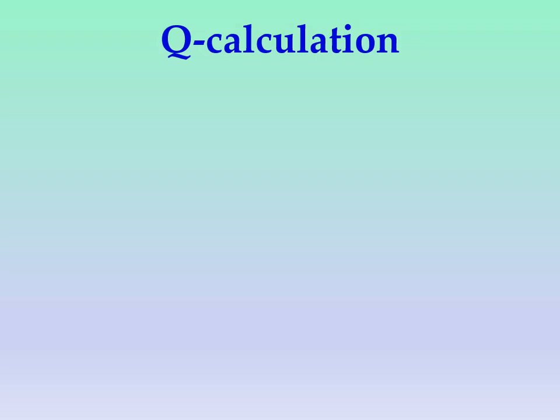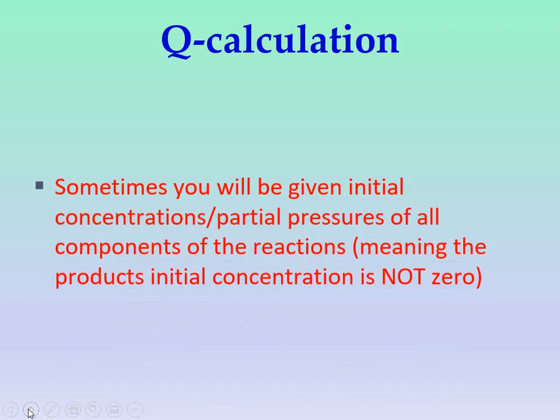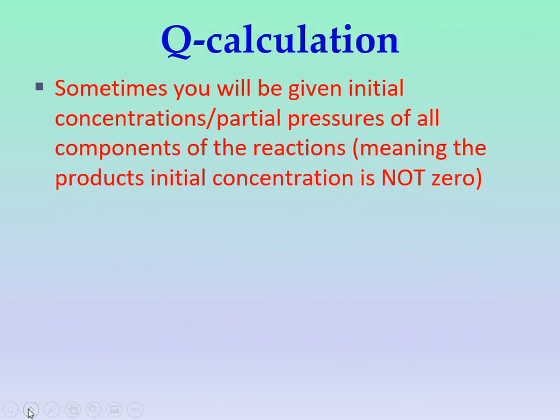Okay, number 12, looking at the Q calculation problem for review. First things first, you need to be able to recognize these ones, and how you recognize these ones is if you're given initial concentrations for all the chemical species. So you're given all the concentrations or partial pressures initially. There are no non-zero ones. I mean, all of them are non-zero. There aren't any that are zero.